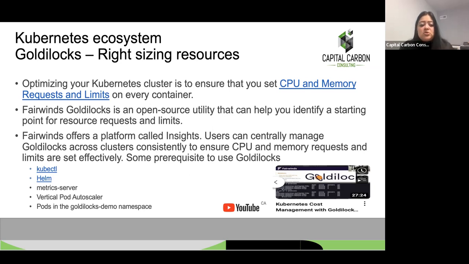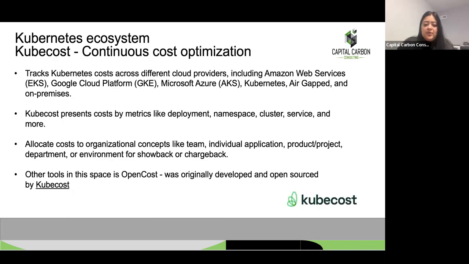Some prerequisites to use Goldilocks are tools like kubectl, Helm chart, metrics server, vertical pod autoscaler, and pods in the Goldilocks demo namespace. And of course, there are other details. We had done a detailed presentation at the DevOps Summit 2022 on Goldilocks. If you are interested, you can check out that session. I will put that link in the description box, and you can get some details around it.